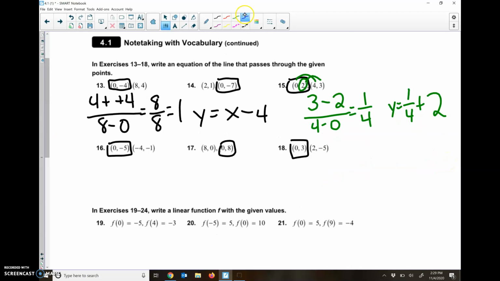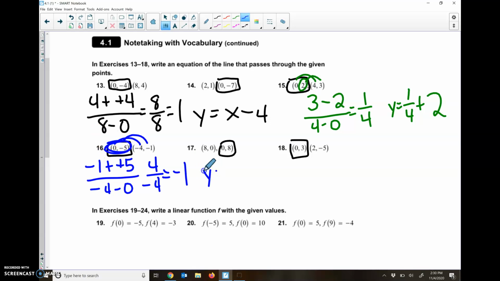Okay, so look at number 16 here. This one has some negatives, so it might be a little tricky with our subtraction. -1 minus a -5 is our 2 y's. -4 minus 0 are our 2 x's. So minus a negative, that turns into a plus. So I have -1 plus 5 is 4. And then -4 minus 0 is -4. I subtract those, I get 4 over -4, which is the same as -1. Then same thing, they gave us that y-intercept, 0, -5. So I have a -x minus 5.